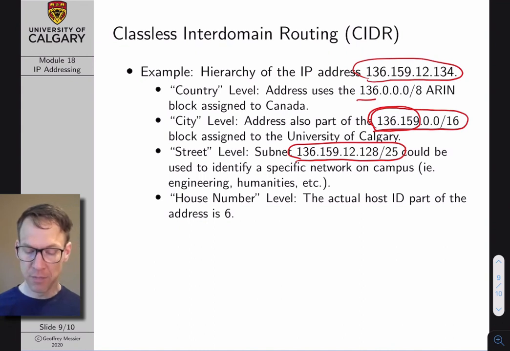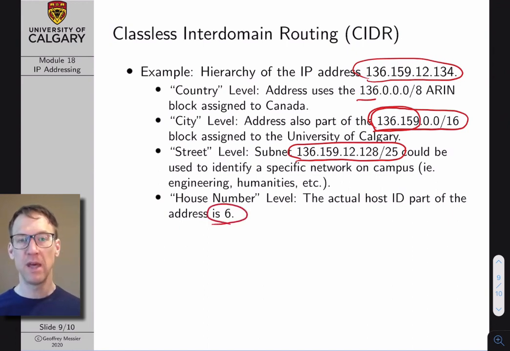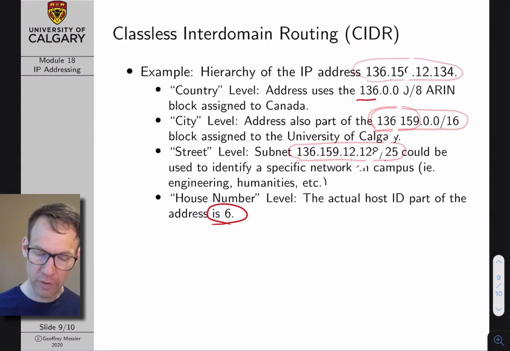And then finally, the remaining bits, the last 7 bits, will indicate the specific host computer. The host ID part, the last 7 bits of this address, is equal to the number 6. That indicates the actual computer that we are trying to reach. You can think of this almost as the house number, right? So this is the final level of the hierarchy. This is sort of the house number.